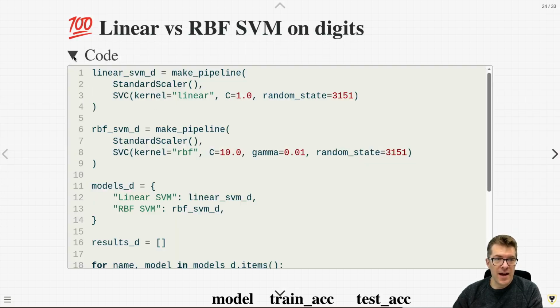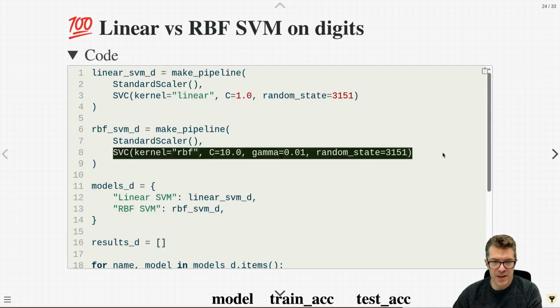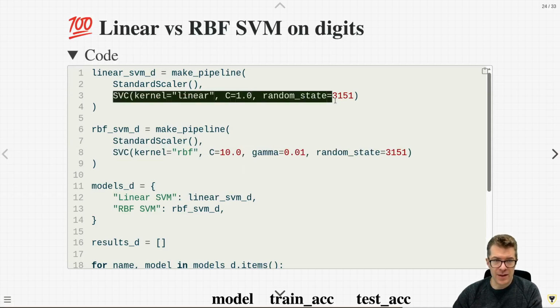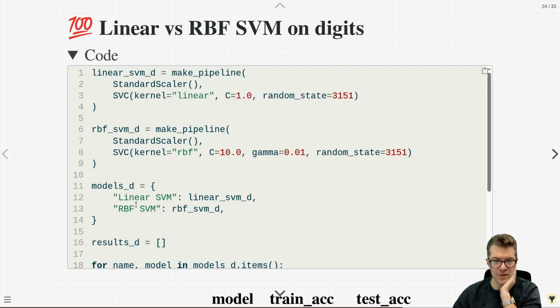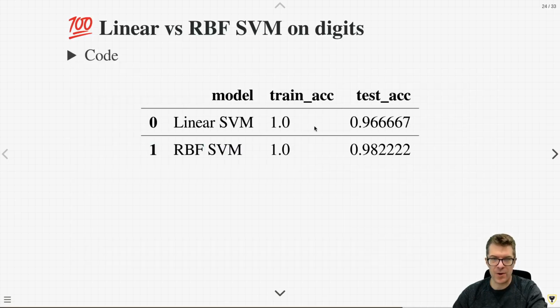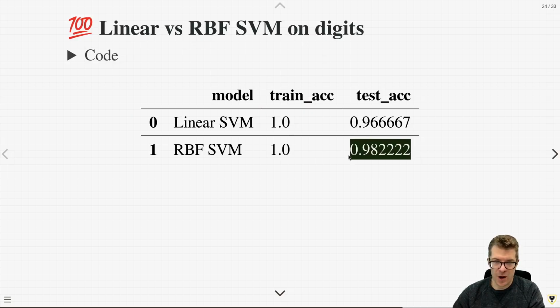So once again, I have an RBF support vector machine like before with actually the same hyperparameters. Now we're just going to use a linear kernel instead of using just logistic regression. So we have a linear SVM, we have an RBF SVM, and we make our predictions and see how we do. Here things are a little bit different. So here we get to perfect training accuracy with both linear and RBF SVMs, and we get, I guess, slightly better test accuracy using an RBF SVM.